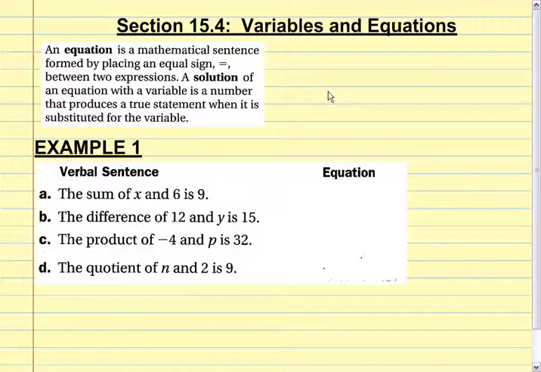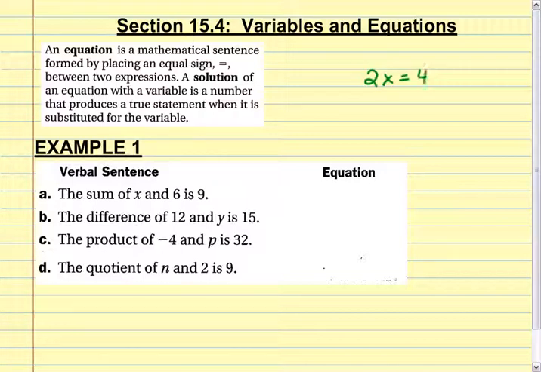Now I'm going to read through this first part. It says an equation is a mathematical sentence formed by placing an equal sign between two expressions. That's what I just said, but I said it better. I don't know if I said it better. Okay? A solution of an equation with a variable is a number that produces a true statement when it is substituted for the variable.